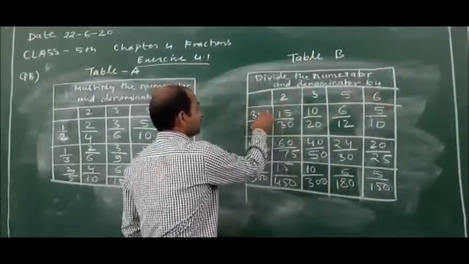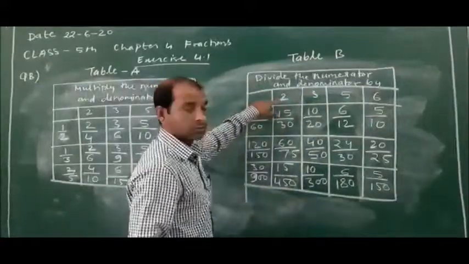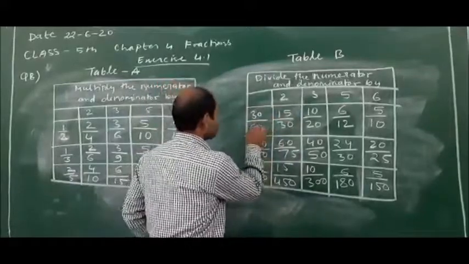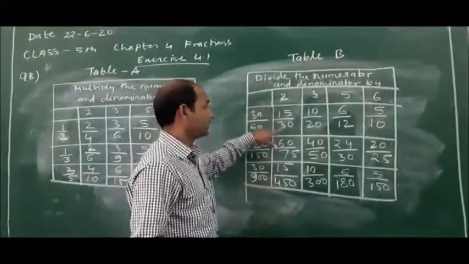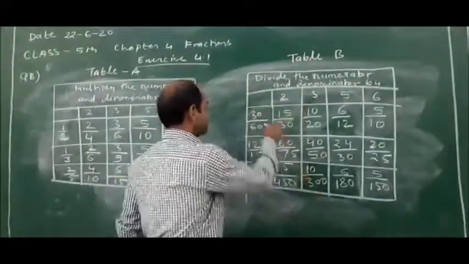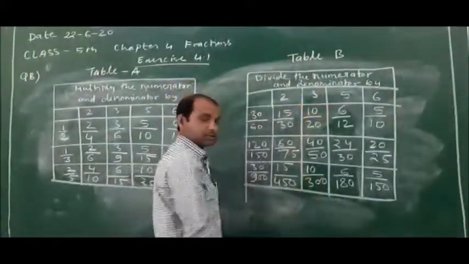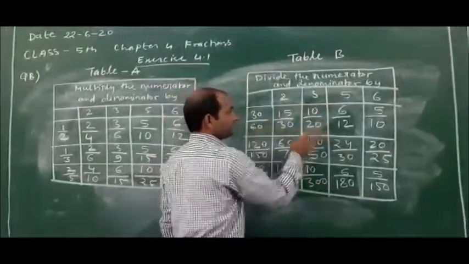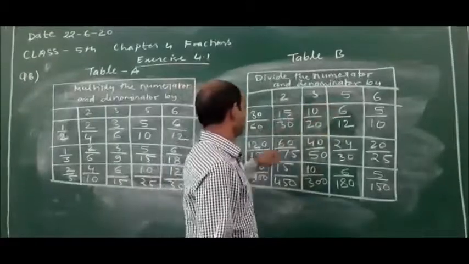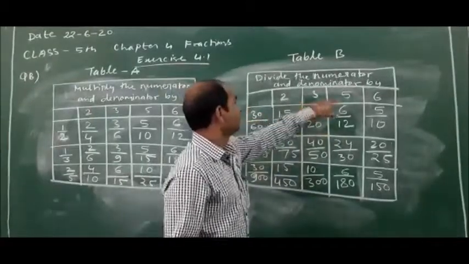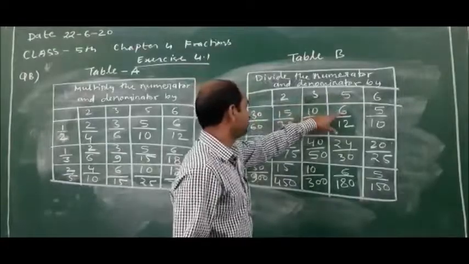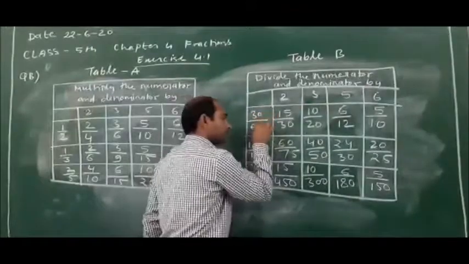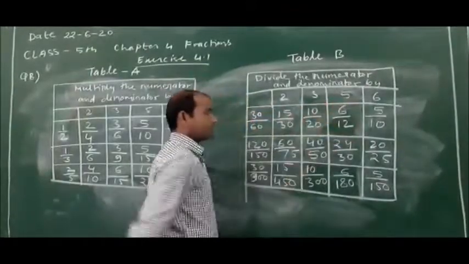So first we divide 30 by 2, the answer is 15. We divide 60 by 2, the answer is 30. We divide 30 by 3, the answer is 3. 3 10s are 30 and 3 2s are 6. We divide 30 by 5, 5 6s are 30, and we divide 60 by 5, the answer is 12.